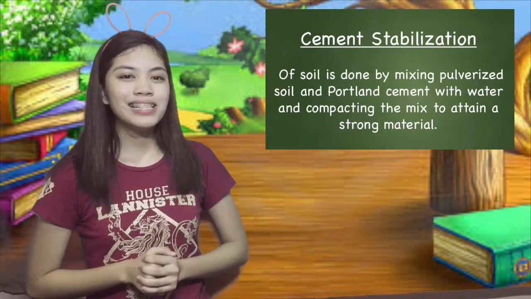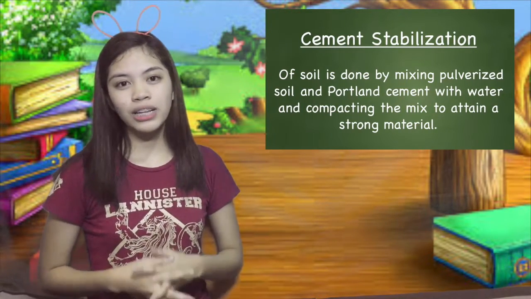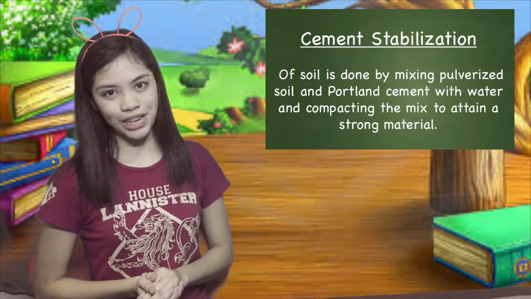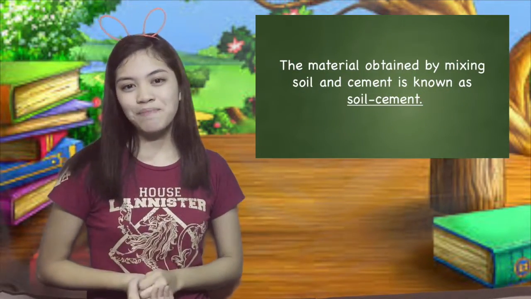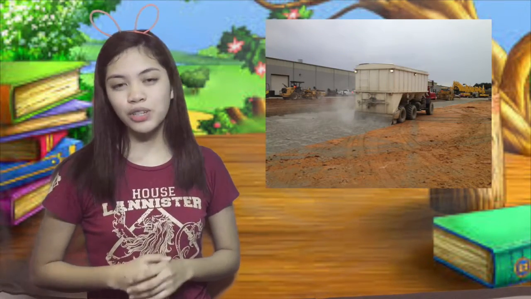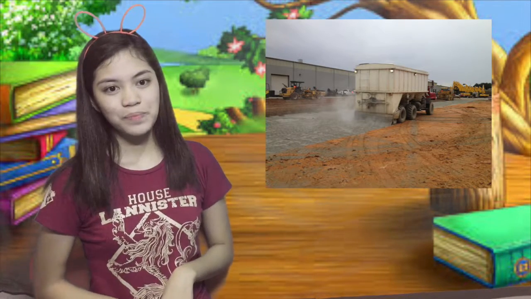Moving on, cement stabilization of soil is done by mixing pulverized soil and Portland cement with water and compacting the mix to attain a strong material. The material obtained by mixing soil and cement is known as soil cement. The soil cement becomes a hard and durable structural material as the cement hydrates and develops strength.